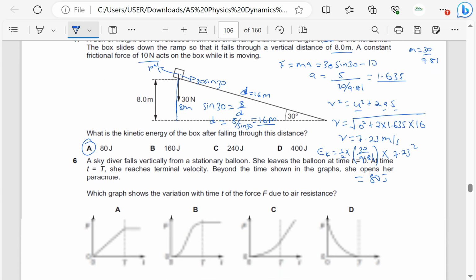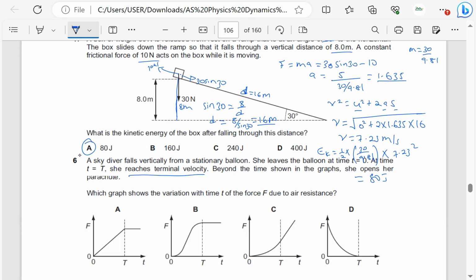A skydiver falls vertically from a stationary balloon. She leaves the balloon at time t equals 0. At time t equals capital T, she reaches terminal velocity. And of course, at terminal velocity, we know that the acceleration must be 0. So initial velocity is 0 at t equals 0.